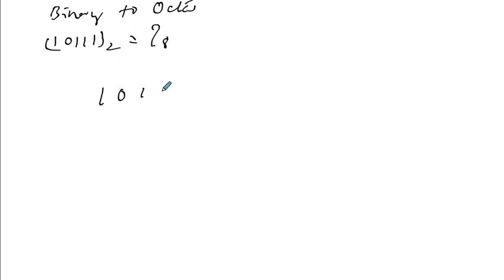Okay, as I told, what we have to do, first we take the digits 1 0 1 1 1, and make groups of 3 from right to left. Here I made one group, that is 1 1 1, which belongs to the first group. For the second group I have only 2 digits, correct?